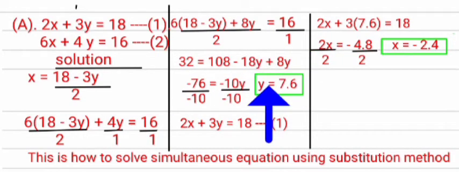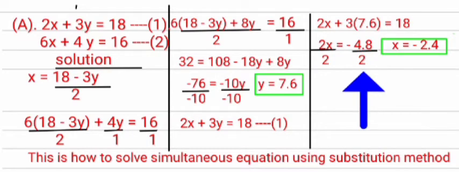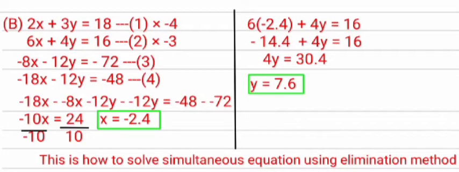If you don't understand substitution, hold on first. Let's look at elimination method if you'll be comfortable with that more. So let's go. So now let's try and solve this same equation using what? Elimination method. So we have 2s plus 3y is equal to 18, equation 1, and 6s plus 4y is equal to 16, equation 2. So what are we going to do?